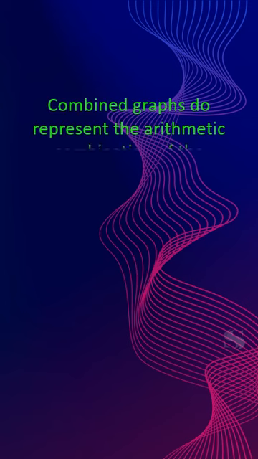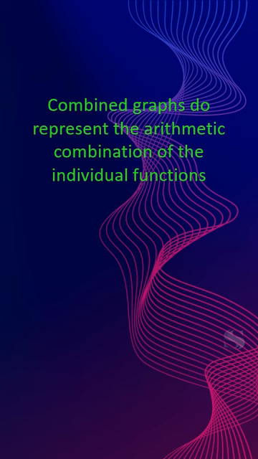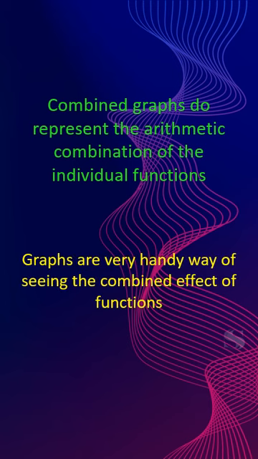Despite using simple observation of the combined functions graphs, we can see how the combined graphs do represent the arithmetic combination of the individual functions in it. Graphs are a very handy way of seeing the combined effect of functions. Of course, data sets of the combined function can also be used to see the combined effect. Also, it is easy to realize that we can play with functions and their combinations to get the most desirable new behavior of combined functions. For example, sine of x by 4 plus log x is going to be very different in behavior compared to sine x plus log x.